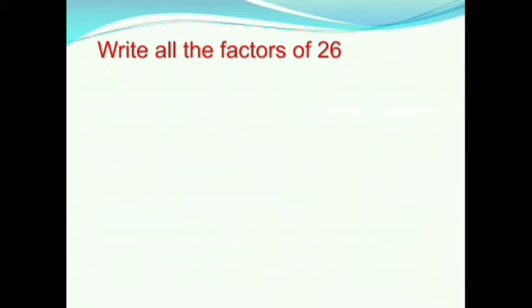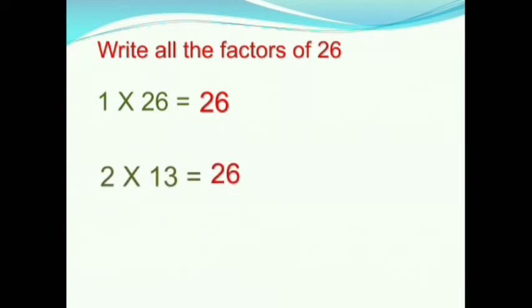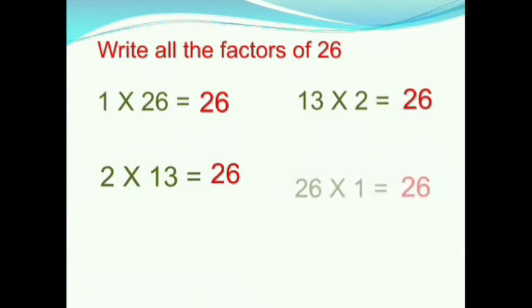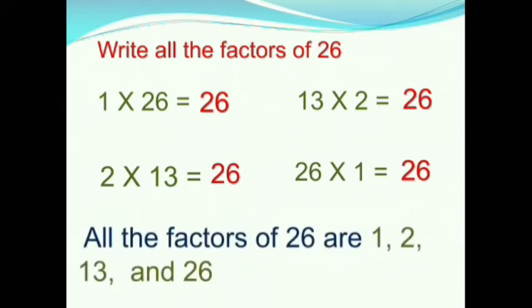Now we will write all the factors of 26. In which table do we get 26? 1 into 26 is equals to 26. 2 into 13 is equals to 26. 13 into 2 is equals to 26. 26 into 1 is equals to 26. Therefore, all the factors of 26 are 1, 2, 13 and 26.